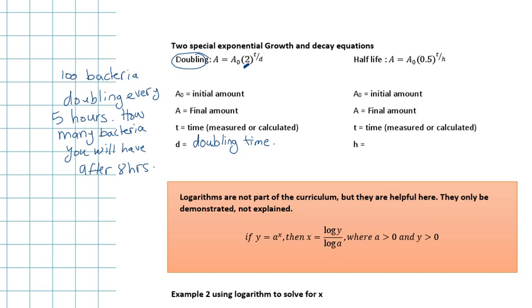A you're looking for, you don't know what A is. You're replacing the base by 2, because it's doubling. Okay. It's doubling every 5 hours. That 5 hours is your doubling time. So what letter is it going to replace? D. So that 5 hours represents D.